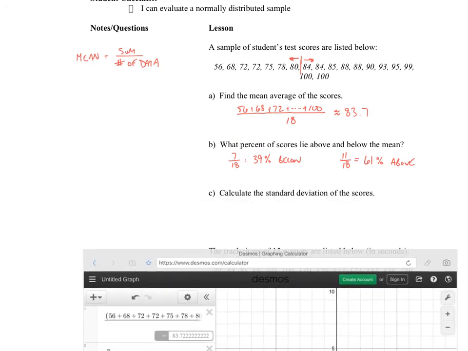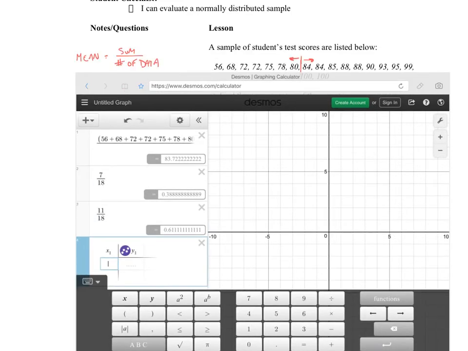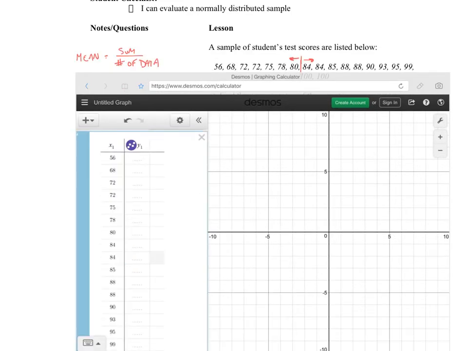The last thing we're going to do here in this part is calculate the standard deviation of the scores. Now at this point, I'm not actually even going to show you the formula for calculating it because there's not much point to it. We have graphing calculators that'll calculate this for us. We have Desmos that calculates it for us. So what I'm going to ask you to do is put all of that data, all of those numbers, into a table in Desmos. All right, so put them all into X1 in a table.